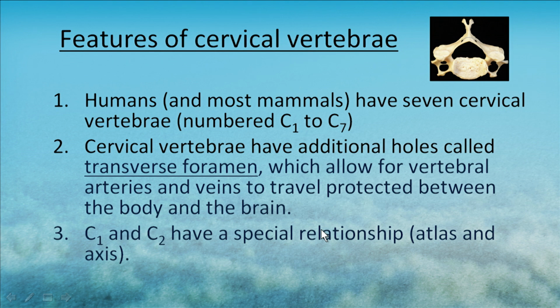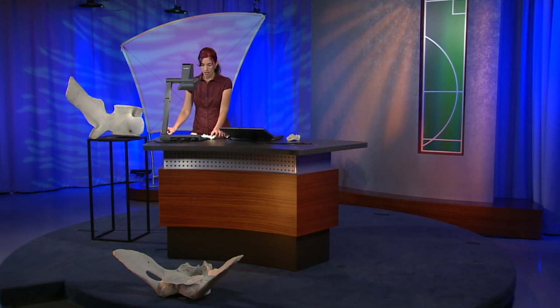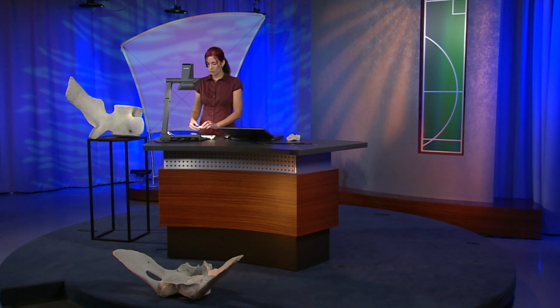And that's because, of course, the brain requires an absolute blood supply. You cannot lose your blood supply to the brain, and so the body is designed to protect those arteries with that additional foramen. So that's one of the ways that you can identify cervical vertebrae, by looking for those additional holes, the transverse foramen. We're going to come back over here and take a look at some special cervical vertebrae and some of their features.